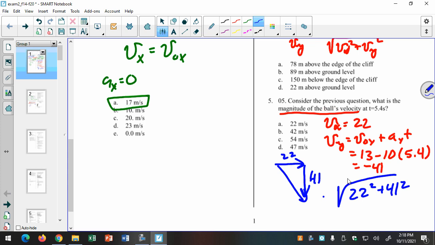I don't know. It's either C or D. Let's see. What is it? D? Okay. So that's equal to 47. Y'all know how I knew it was either C or D? Because remember from chapter 3, this has to be somewhere between 41 minus 22 and 41 plus 22.